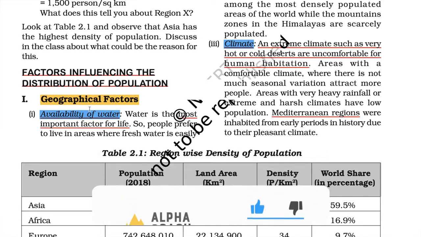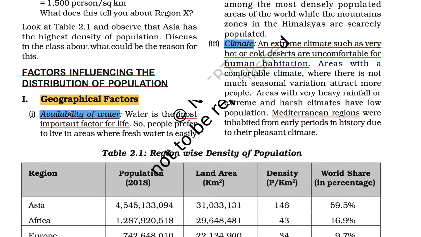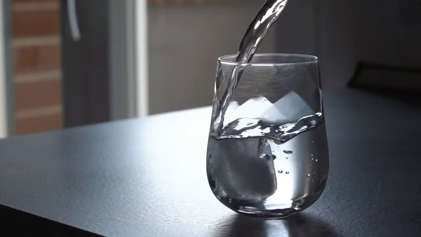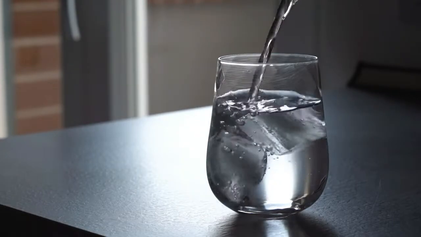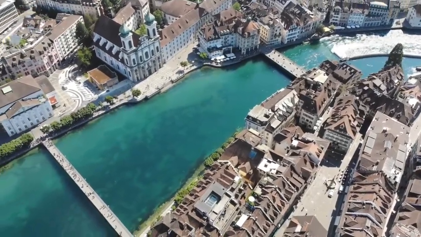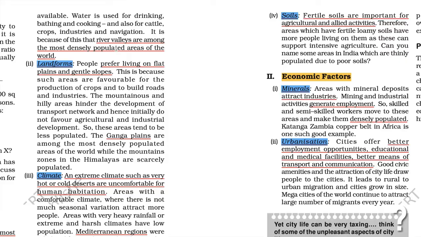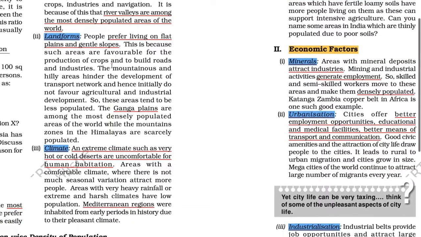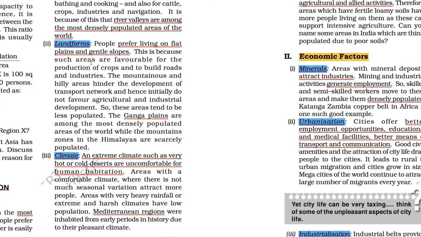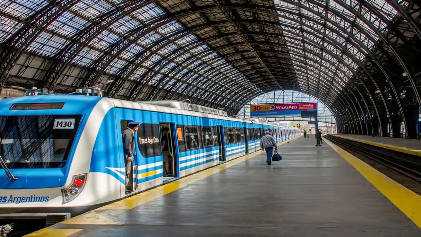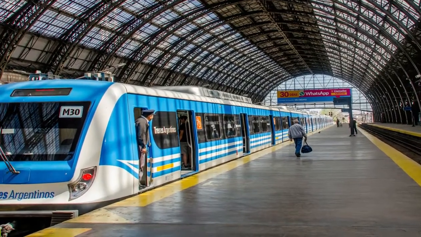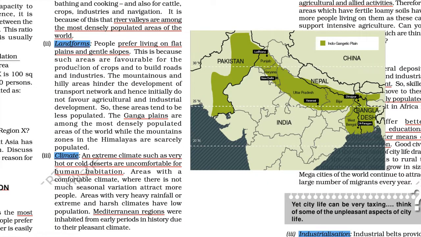Under geographical factors, one of the factors is availability of water. Water is needed by everyone, so people prefer to live in those areas where fresh water is easily available. That's why river valleys are densely populated and deserts have less population. Next point is landforms. Landforms play an important role because people prefer to live on plains rather than mountains and hilly areas, because plains support agriculture, development of industries and transportation network, and hence offer more employment opportunities. As a result, Indo-Gangetic plains are amongst the most densely populated areas of the world.